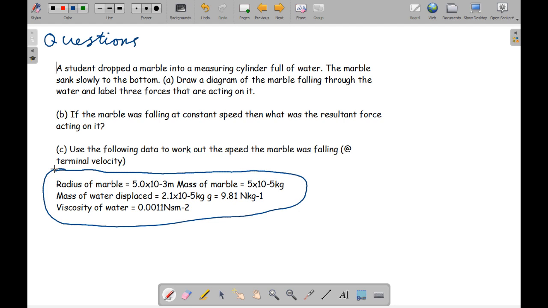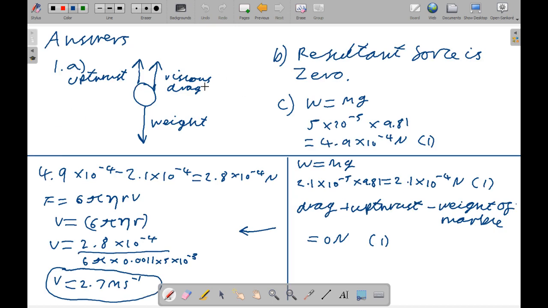Viscosity of the water is 0.0011 Nsm minus 2, or pascals. So I'll give you a quick 5-second pause. Okay, hopefully you used Stokes' law for part C. I did forget to write that up. So, answers once they load. So this is the diagram: upthrust, viscous drag, and weight.